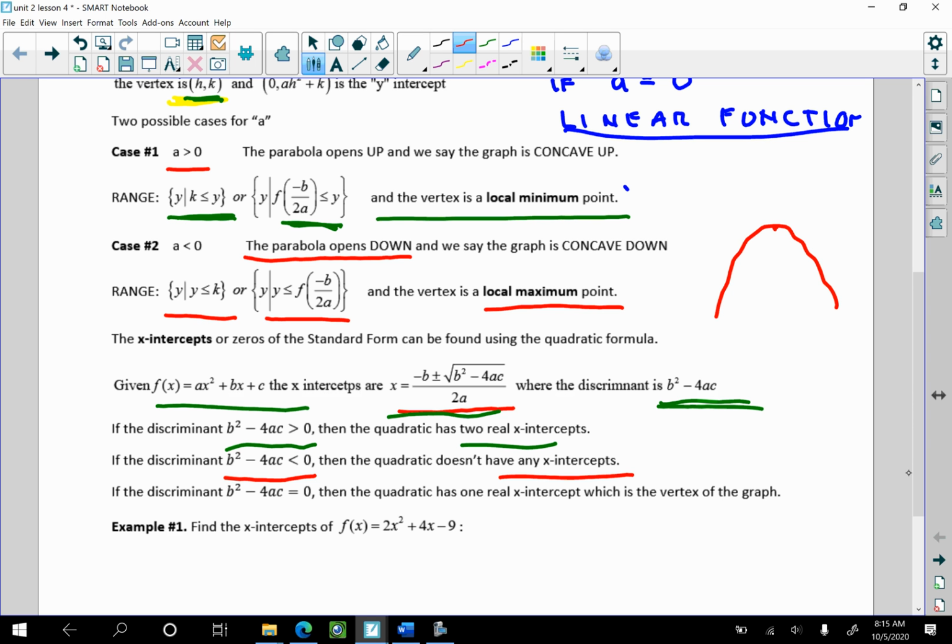Enough talking! Shall we do an example? Let's, please.